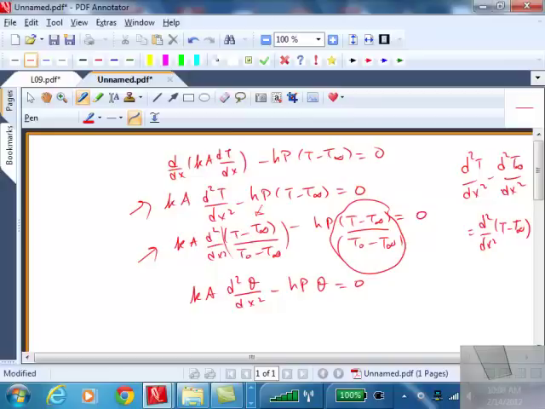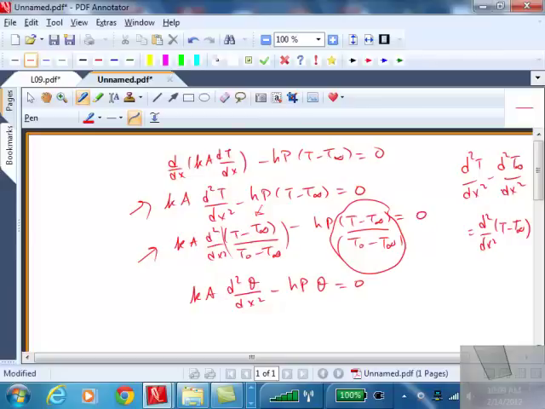Because I can split this up: d²T/dx² minus d²T infinity/dx². These two are exactly the same. But d²T infinity/dx² is equal to zero. Why? Because T infinity is a constant. So it is like adding zero to this. It doesn't do anything to the equation. You can always add zero to the left-hand side or right-hand side. The reason I do that in this particular form is now I can make this as equal to zero. But you're still not convinced.